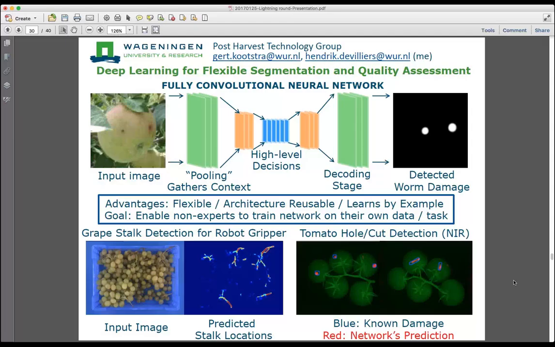These networks work by pooling context from neighboring image regions and then make high-level decisions, and then this gets decoded to a prediction for each pixel in the image. The great advantage of this is the flexibility. Because the network's trained end-to-end, it actually learns image processing and decision-making at the same time by just looking at the training data. So we show some other examples here at the bottom left. There's an example of grape stalk detection for a robot gripper. And at the bottom right, there's an example of using different data with near-infrared images detecting holes and cuts in tomatoes.